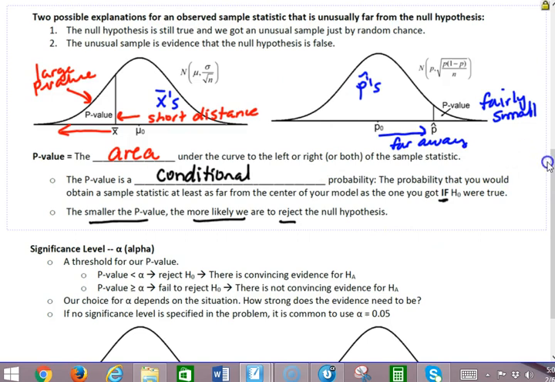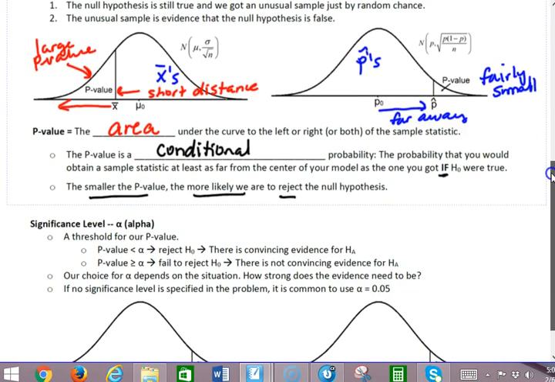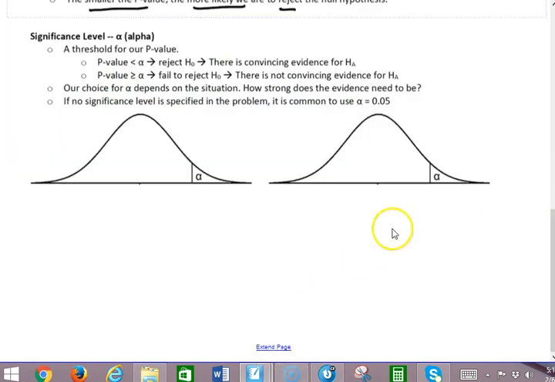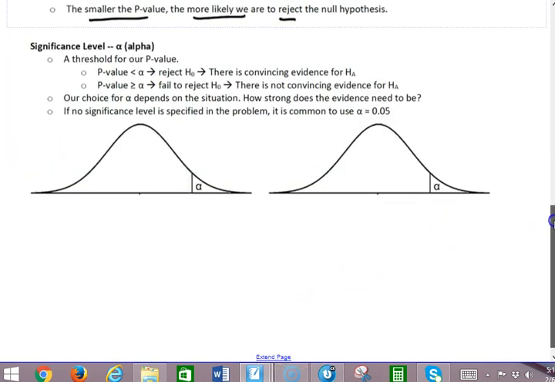Now, what about the significance? What about the idea of how big p needs to be? Well, we want to know, when is it significantly big? So we have something called the significance level, which we've named the Greek letter alpha. And the significance level is a threshold for the p-value. Basically, whatever we set alpha tells us when we're going to reject the null hypothesis.